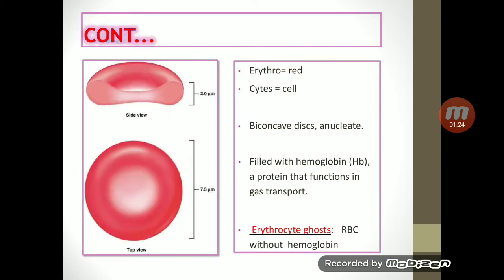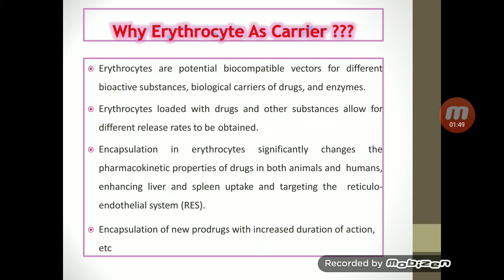So what is erythrocytes? Erythro means red and cytes means cells, so these are red cells. From the side view and top view, they are biconcave discs filled with hemoglobin, a protein that transports gas, or rather carries oxygen, as we know. So this is the structure of RBCs. We can say RBCs, red blood cells, or erythrocytes.